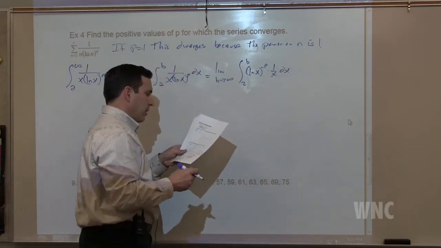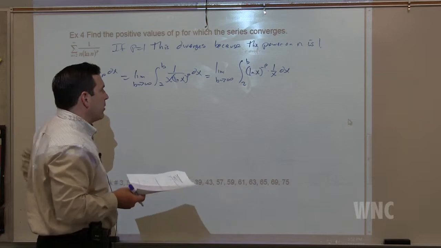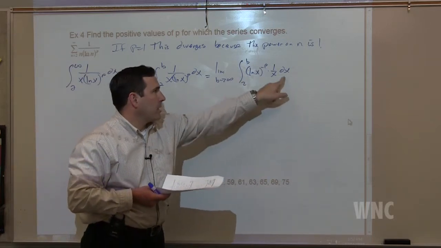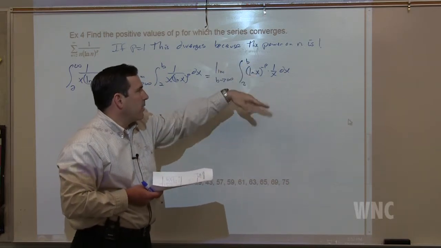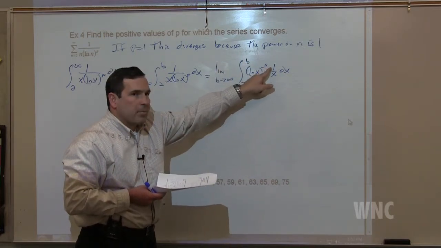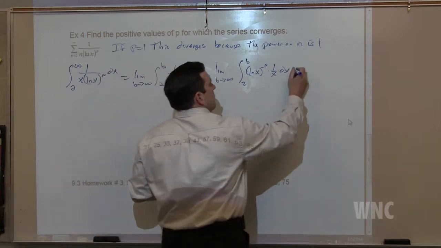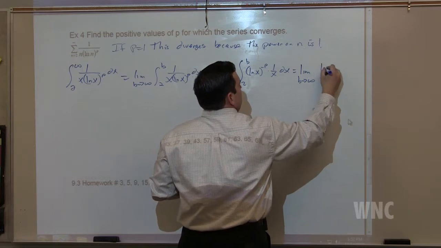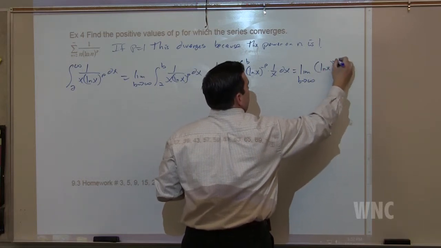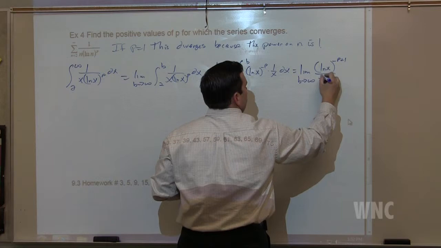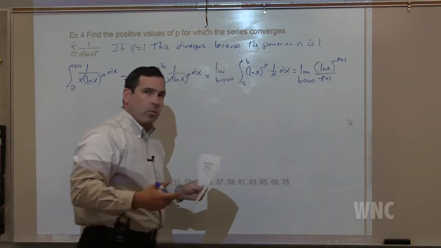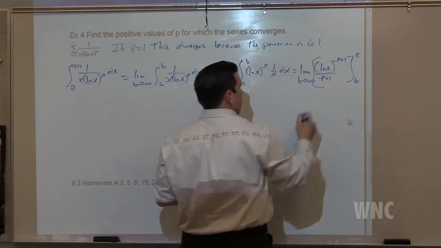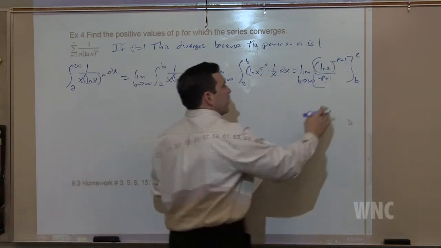So if I did a u substitution, I don't know that we really need to do the u substitution, but if we say u is natural log of x, its derivative is 1 over x dx. So we can integrate this. If we integrate this, we'll add 1 to this power. So this becomes the limit as b goes to infinity of the natural log of x to the power of negative p plus 1 over negative p plus 1. You could also think of that as 1 minus p, from 2 to b, excuse me.